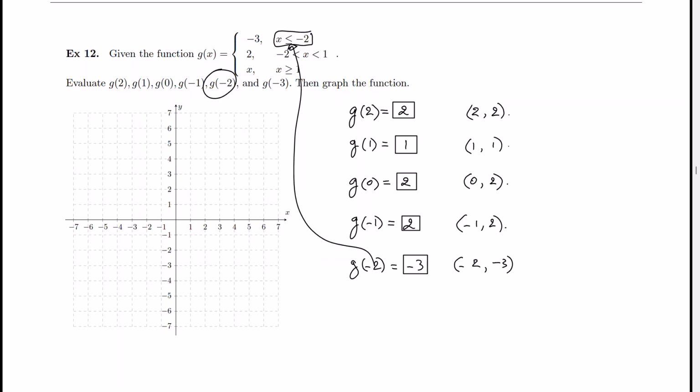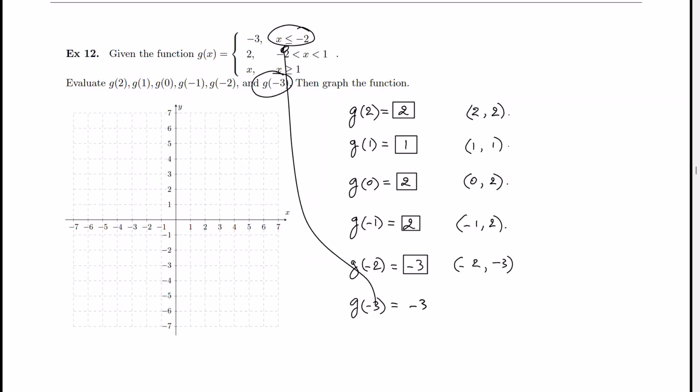And finally, the last point that we have to plug in is g of -3. The number -3 is a number that is smaller than or equal to -2, so the output is always the same. G of -3 will be -3 as well. So the point is going to be -3, -3.